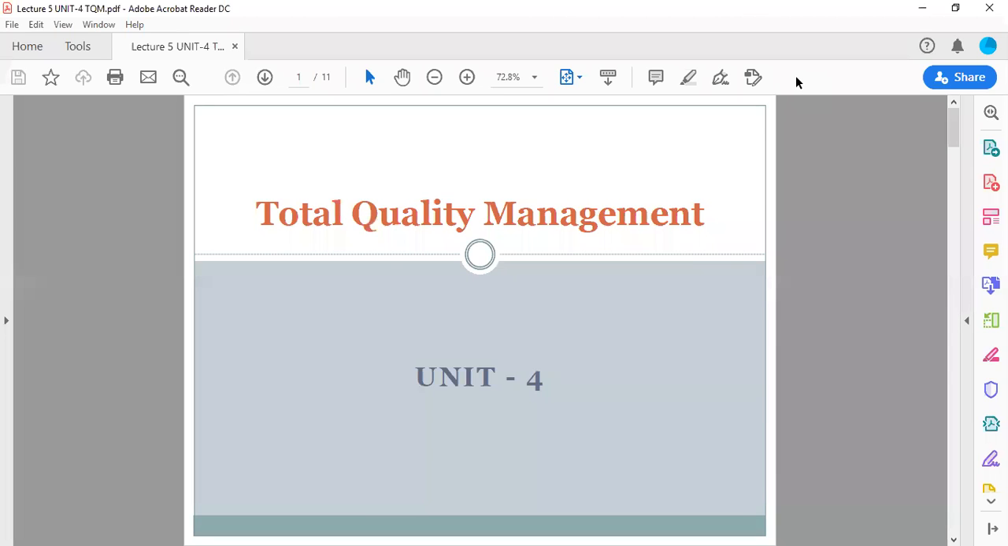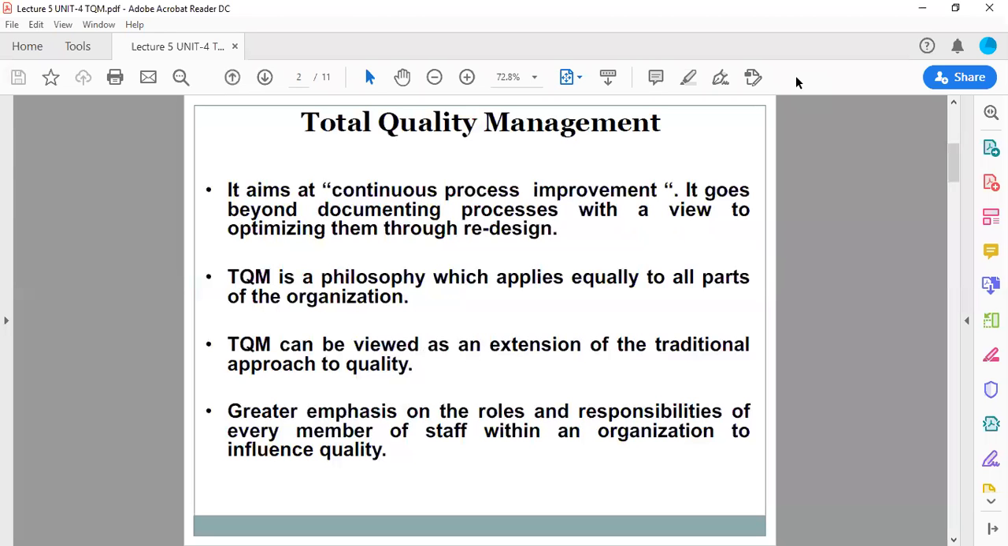So today we are here to discuss the topic total quality management. Now what is total quality management all about? It aims at continuous process improvement. It basically aims towards the continuous improvement in the process. So it goes beyond documenting the process, with a view to optimizing them through redesign.